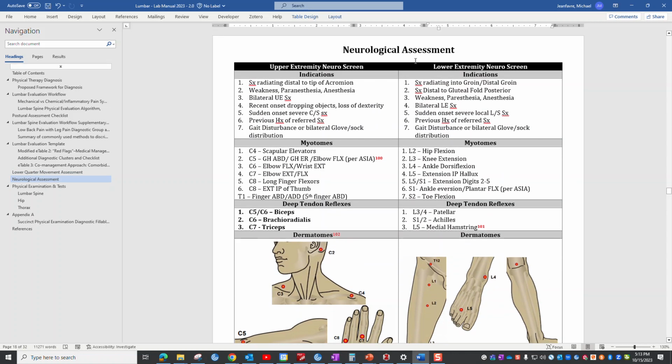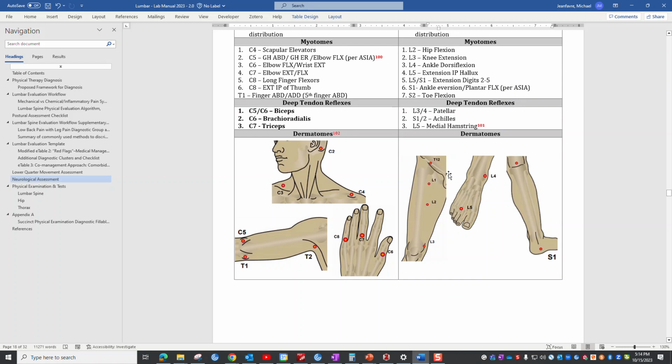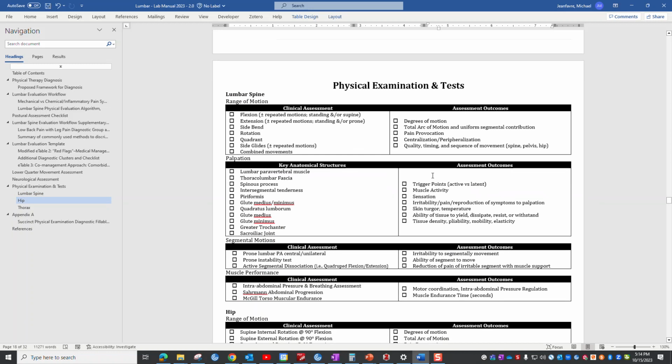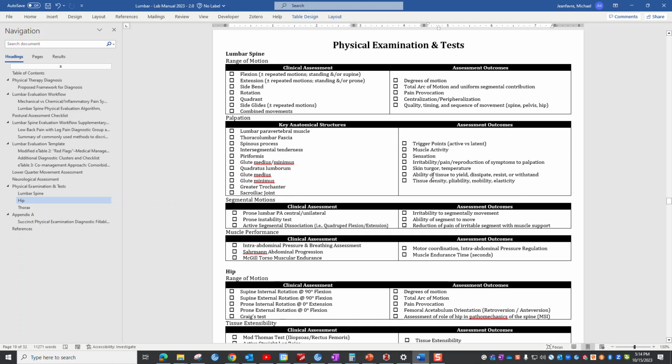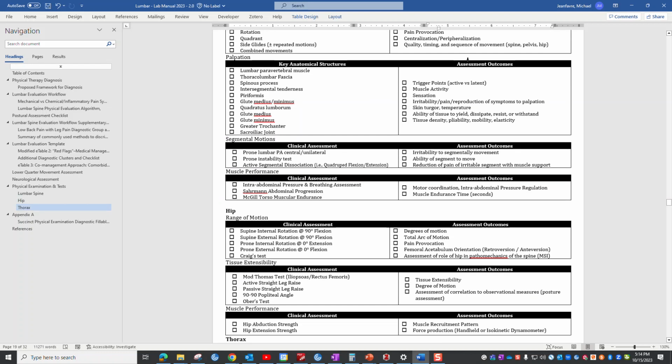The neurological assessments for the upper and the lower extremity, the indications, the myotomes, the dermatomes, again, the ASIA key sensory points shown there. And then just a high-level overview checklist of the physical examination and tests that we discussed within the live lecture, as well as the potential assessment outcomes.